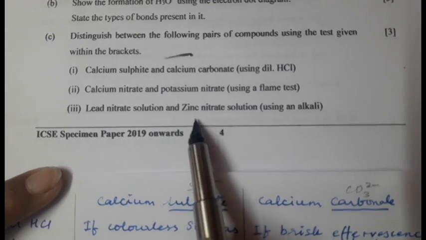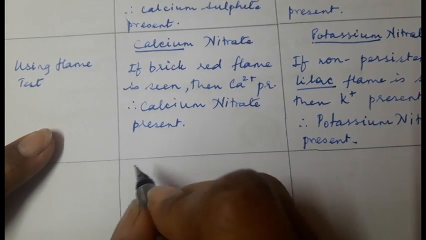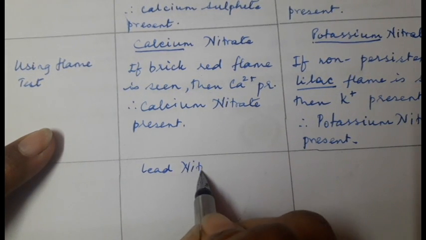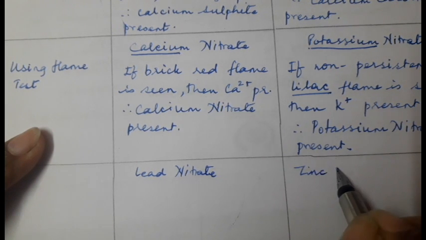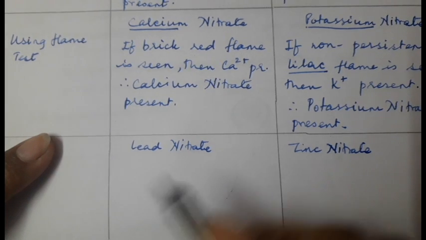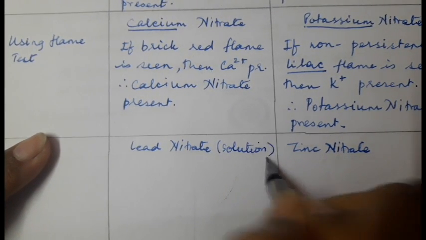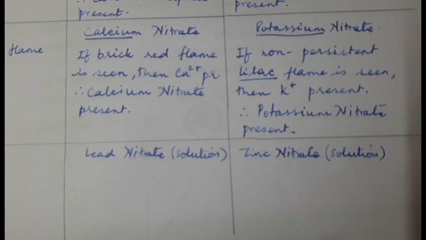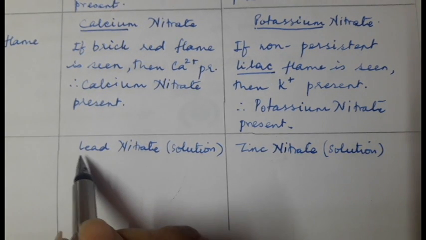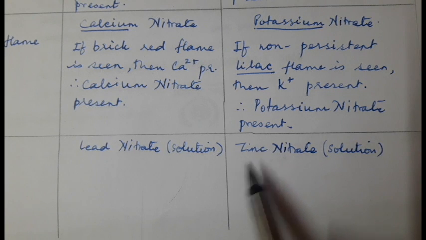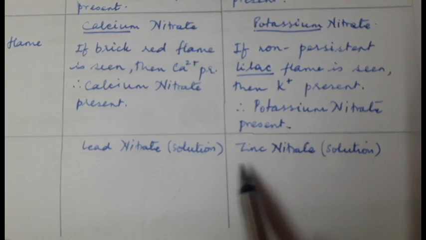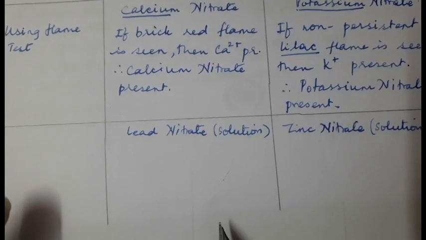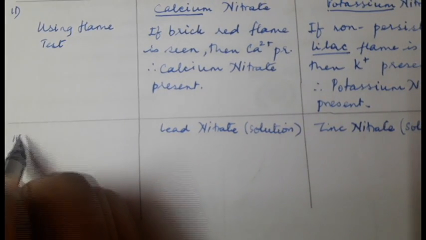Our last one is lead nitrate and zinc nitrate solution using alkali. So we will write over here lead nitrate and here we will write zinc nitrate. And understand that they have written over here solution, and here as well it is given as solution in your question. And they say use an alkali. Now for alkali, understand if I take sodium hydroxide, lead and zinc both will give soluble in excess precipitate of hydroxides. But if I take ammonium hydroxide, then zinc will be soluble in excess and lead will not be soluble in excess of it.